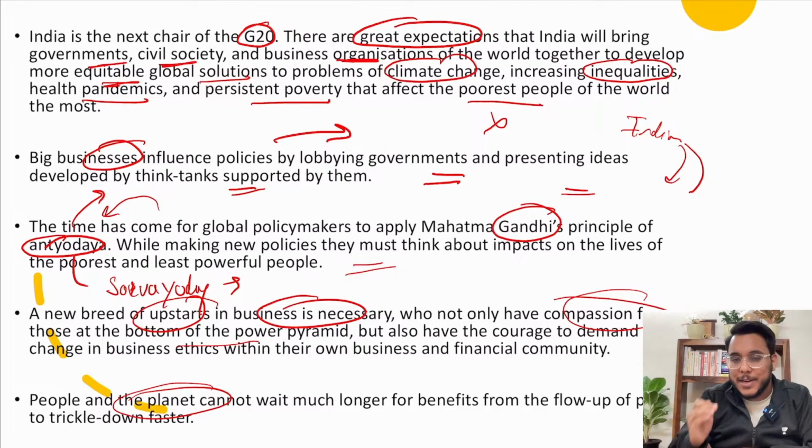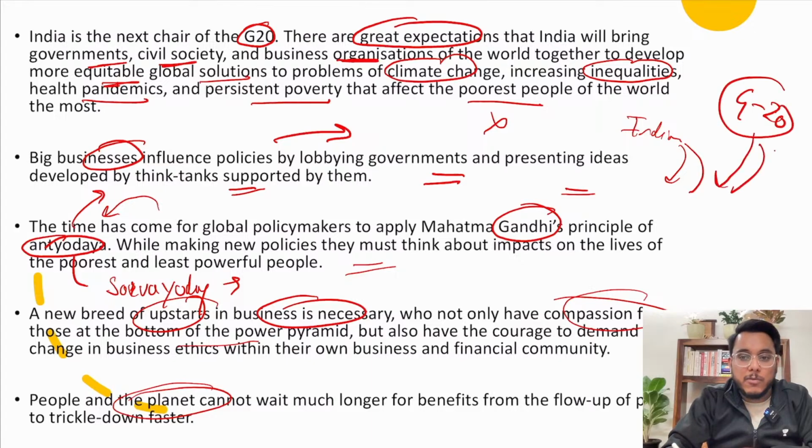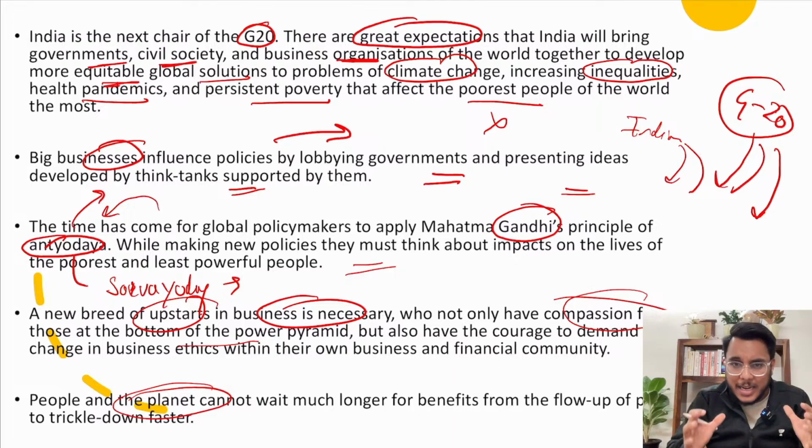Now the time has come that we have to take action, and a bottom-to-top approach is now needed. And in that particular thing, India, being the chair of the G20, can bring meaningful reforms at the world stage. So this, guys, is all that has been contained in this particular article. And in fact, I find this article very enlightening, a very different kind of article. So that is all for this article, and now we'll be moving to the next article.